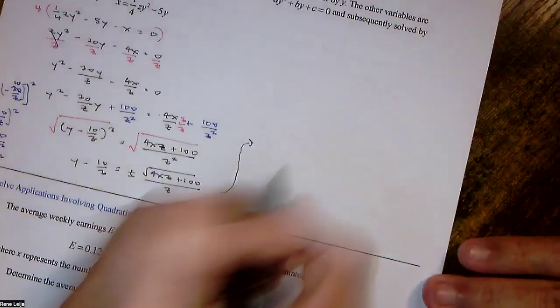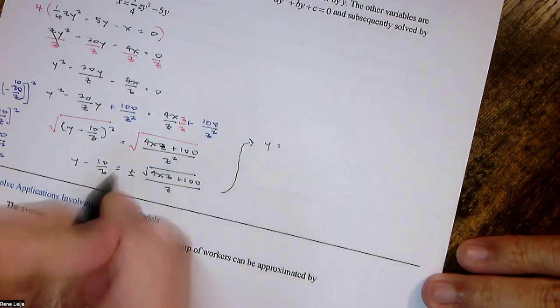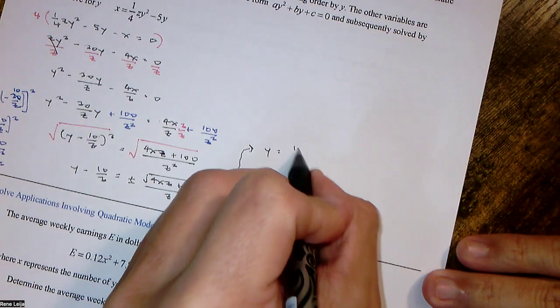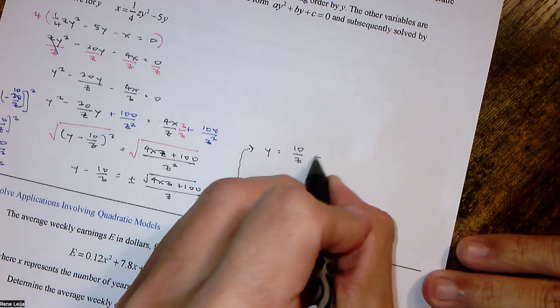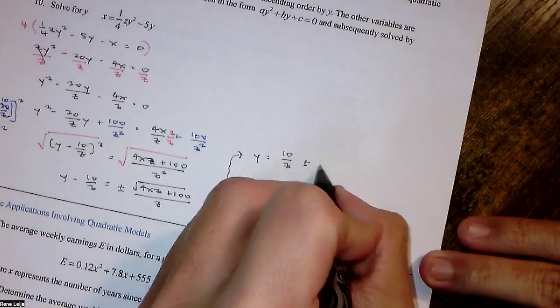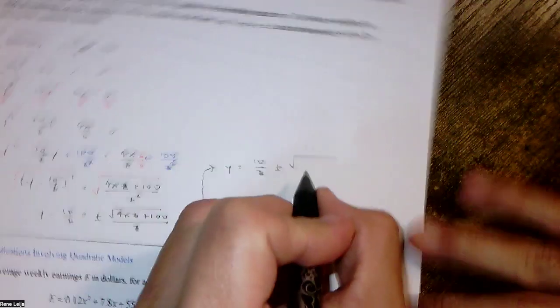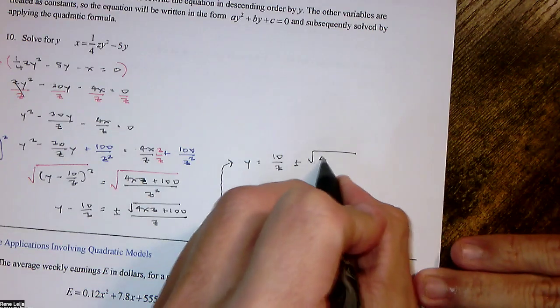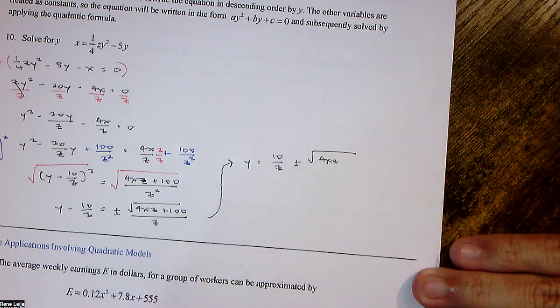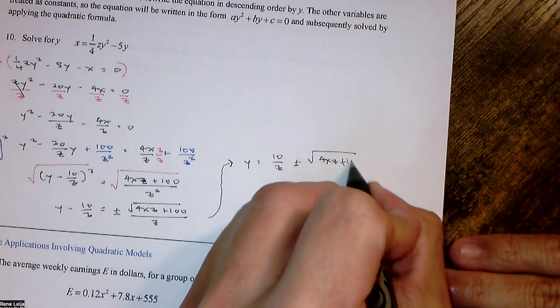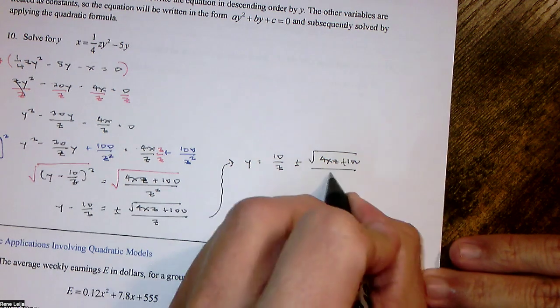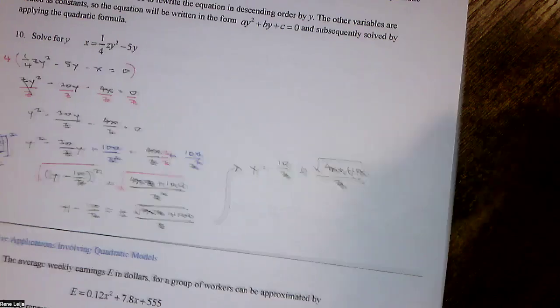Okay, one last step. Now we're just going to add 10 over z to both sides. So y equals 10 over z plus or minus the square root of 4xz plus 100, all over z.